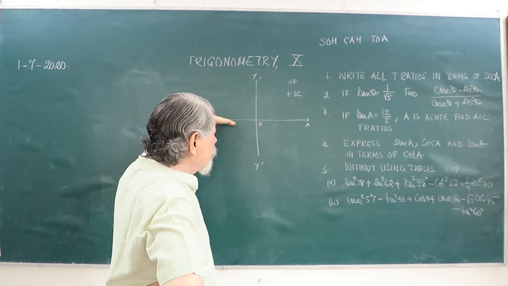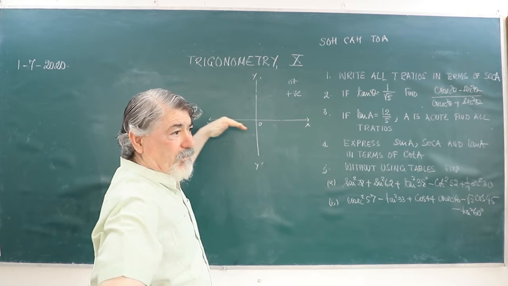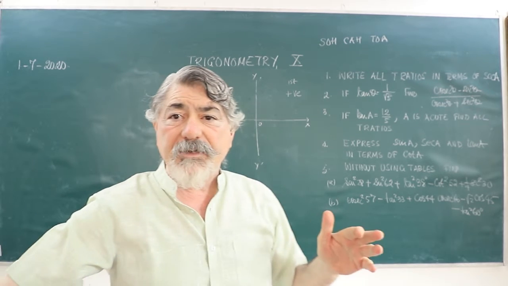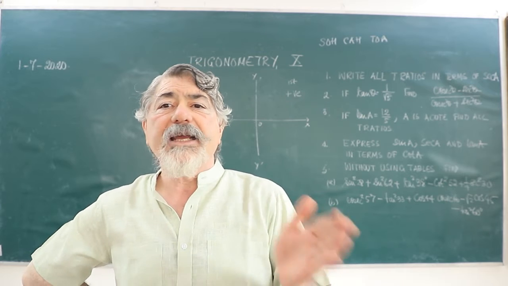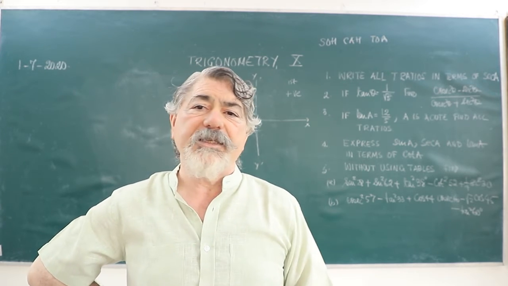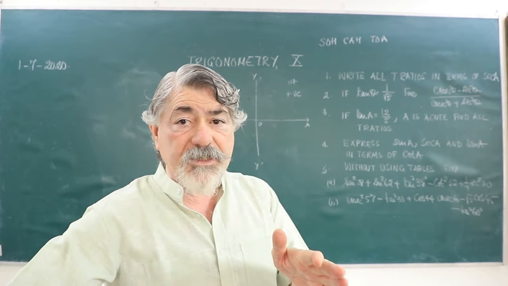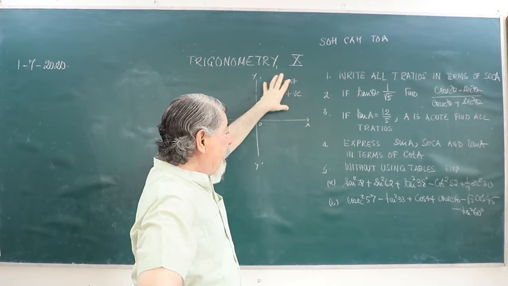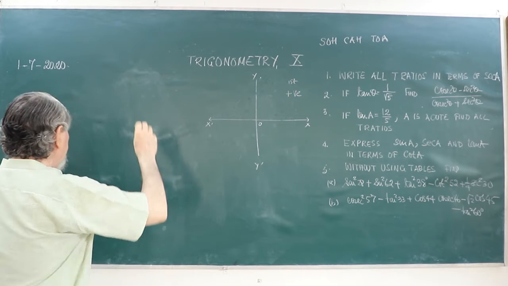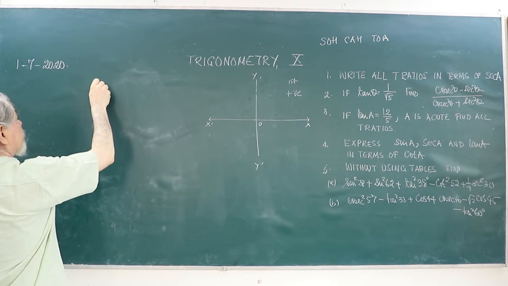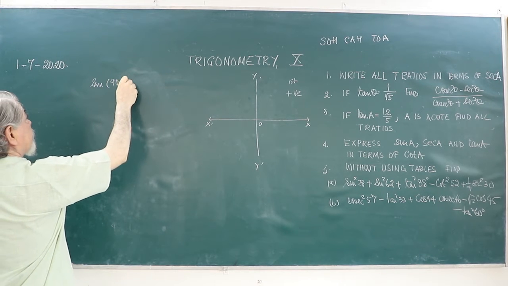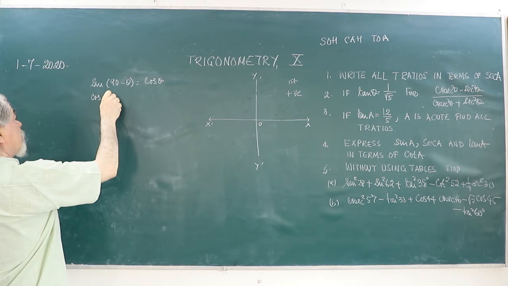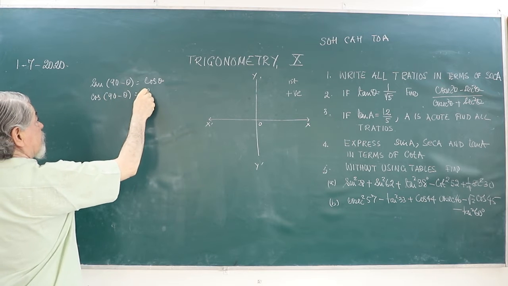But along this line, 180 plus theta or 180 minus theta or 360 plus theta or 360 minus theta, sine remains sine, cos remains cos, tan remains tan. It is not important for you just now to understand. The only thing I am going to try to tell you is that in this quadrant, everything is positive. Like, sine 90 minus theta is cos theta, cos 90 minus theta is sine theta.